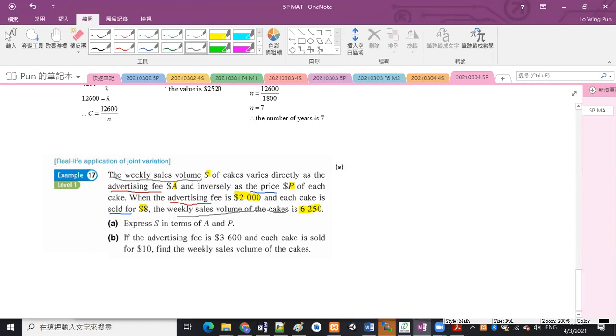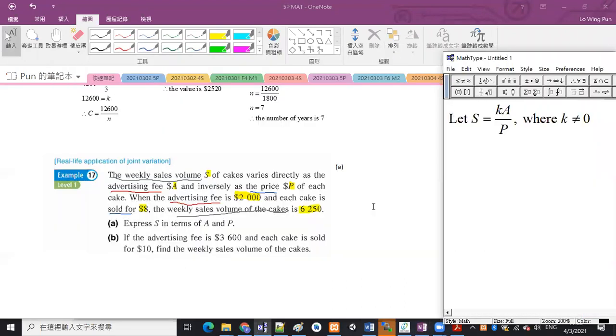So we put the numbers into the right places. 2,000 should be put into A, so A is 2,000, and the 8 should be put to P, so P equals 8, and 6,250 should be put to S, so S should be 6,250. It's okay. So we put this group of numbers into our equation.